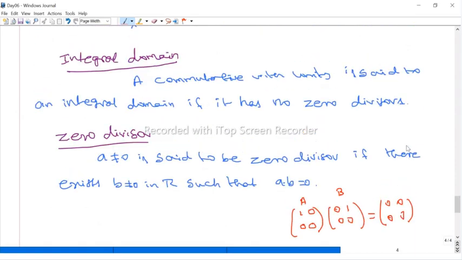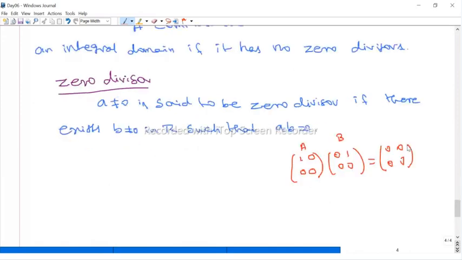The commutative property is always satisfied in an integral domain. So an integral domain is a commutative ring with unity that has no zero divisor. If the ring does not contain any zero divisor, we call it an integral domain. Suppose a commutative ring contains a zero divisor, we cannot say it is an integral domain.